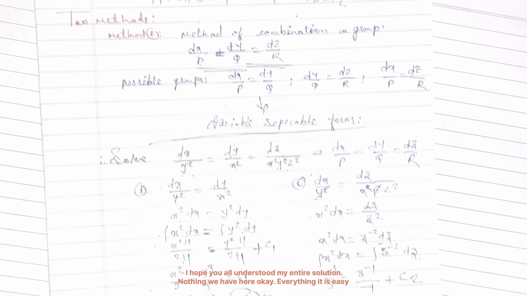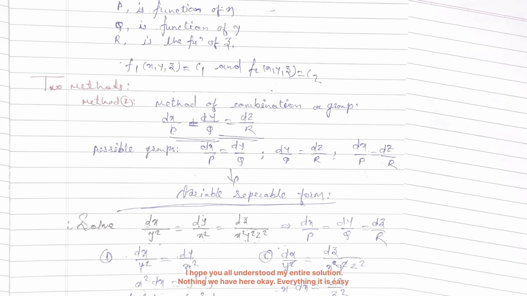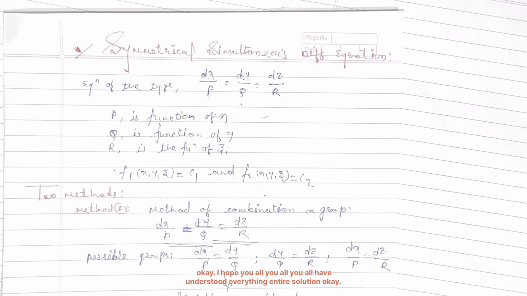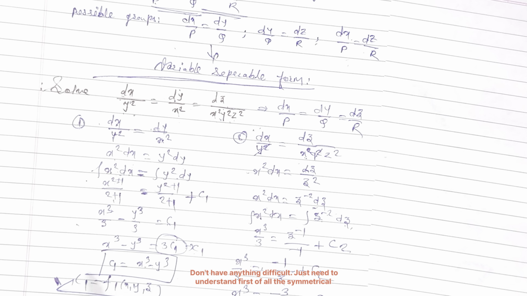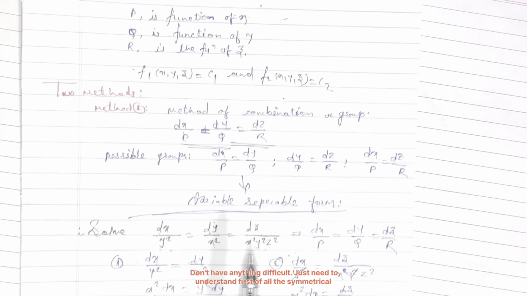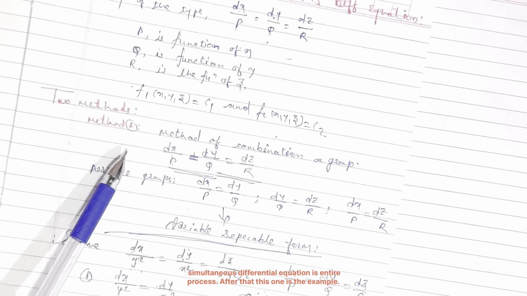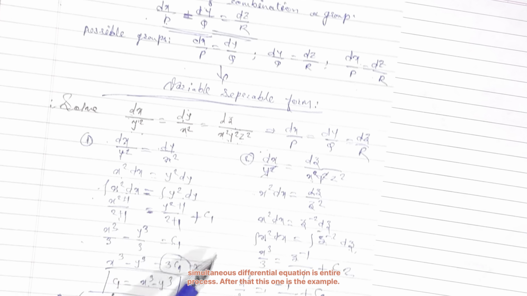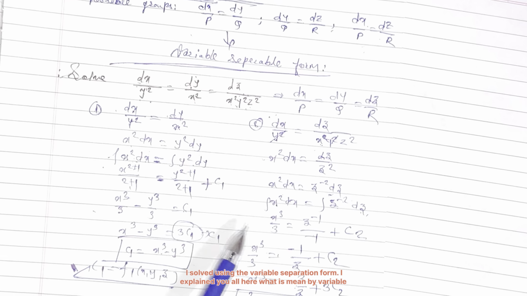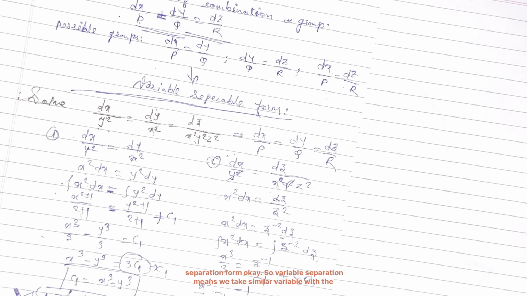Now see how easy the solution is. I hope you all have understood my entire solution. Nothing is difficult here, everything is easy. You just need to understand first of all the symmetrical simultaneous differential equation and its entire process. After that, this is the example I solved using the variable separation form. I explained here what is meant by variable separation form: we take similar variables with the similar term of differentiation, and then we go for solving the further part.